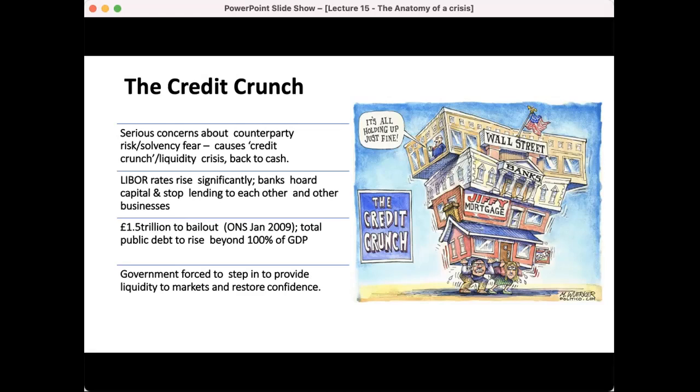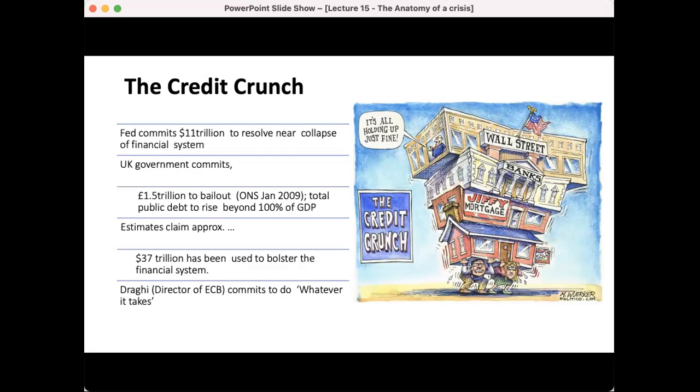Consequently, LIBOR rates, interest rates, increase because of the perceived level of risk. Banks are hoarding capital, stop lending to each other and also to other businesses. Just forget that next bullet point there. I'll come on to that in the next slide. Governments, therefore, are forced to step in to provide markets and restore confidence. The way that governments would do that is through issuing liquidity from central banks.